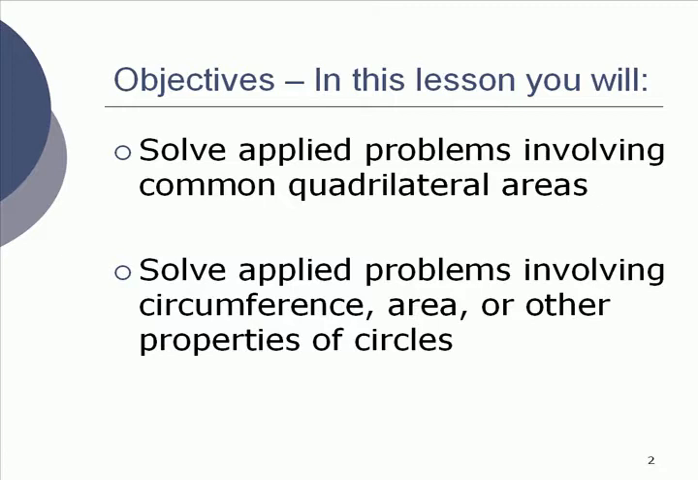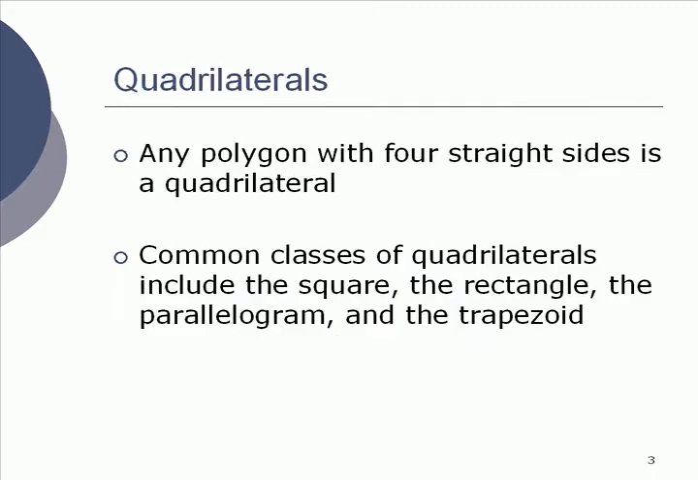So, some of what we're going to do today is likely to be a review. Some of it will be a brush up, some of it will be a review. So, what is a quadrilateral? Four sides. That's right. A quadrilateral is any polygon that has four sides. That is review. That's good.